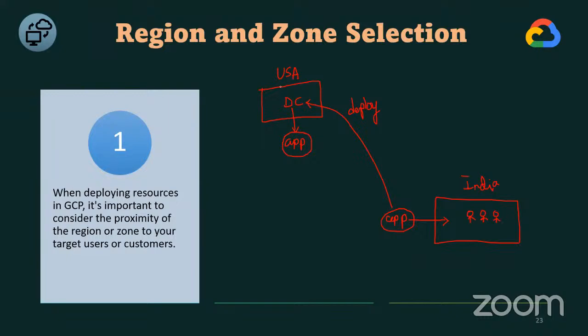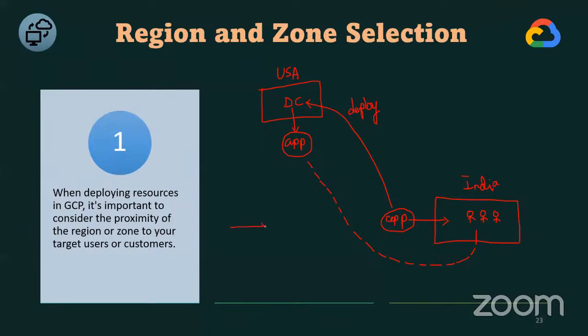Okay, now your application is available in the North America data center. The target users are there in India. They want to use your application, so they try to connect all the way from India to the application that is there in North America, because your application is running in the data center of North America only.